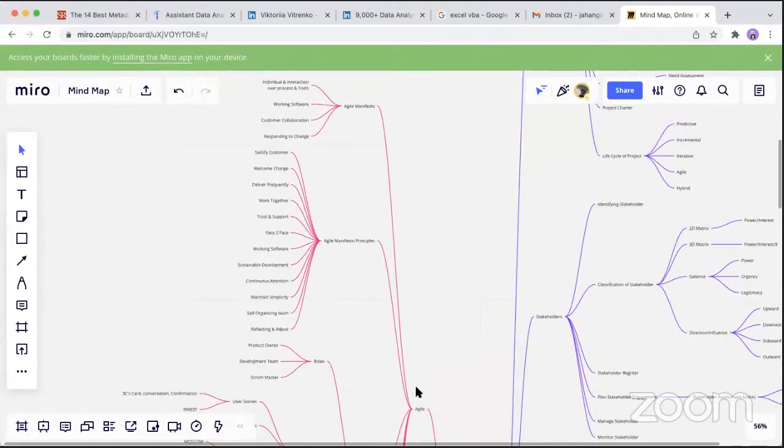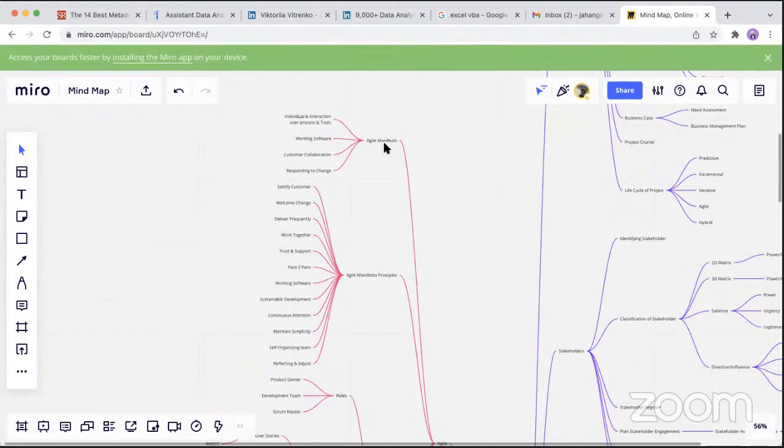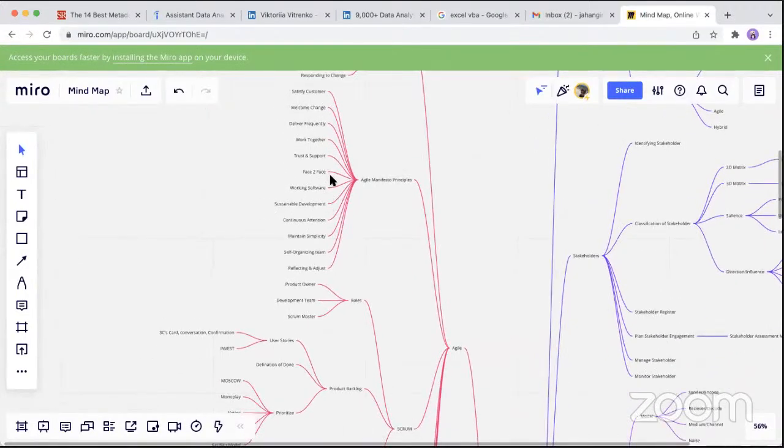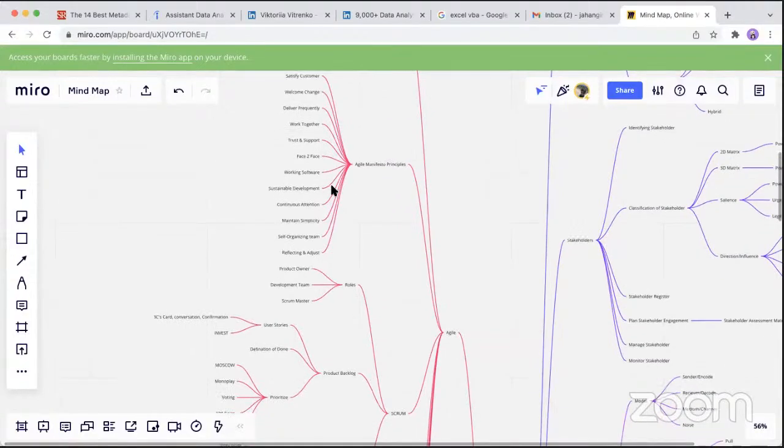So I'll take up agile. First, we'll go with the agile manifesto, agile principles, and agile roles. In the agile manifesto, we prefer individuals and interactions, working software, customer collaboration, and responding to change. We accept change more frequently in agile. In the agile principles, we first try to satisfy the customer by delivering frequently. We welcome change. Then we work together with trust and support. The team should preferably work face-to-face, or maybe in a virtual team also.